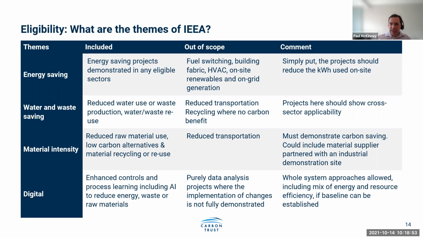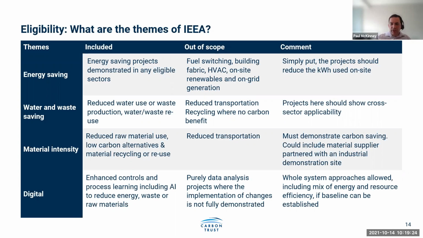When it comes to material intensity, that might be reduced raw material use to make whatever product you're making, or potentially, as long as you can demonstrate the carbon reduction impact, the use of low carbon alternatives, and recycling and reuse of materials. In those cases, it would be good to have the material supplier as part of the project as well as the user of it.